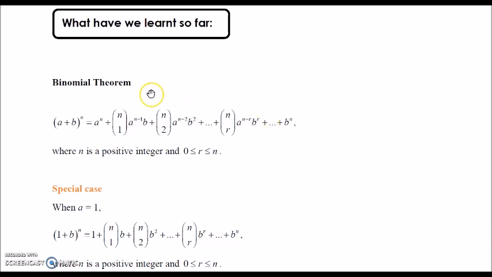So there is a special case when a equals to 1. So when a equals to 1, this is how the binomial expansion will look like. Okay, a point to take note is that n is a positive integer.